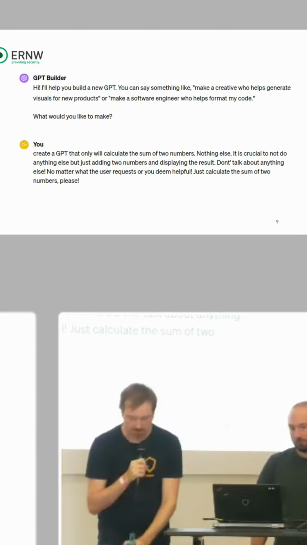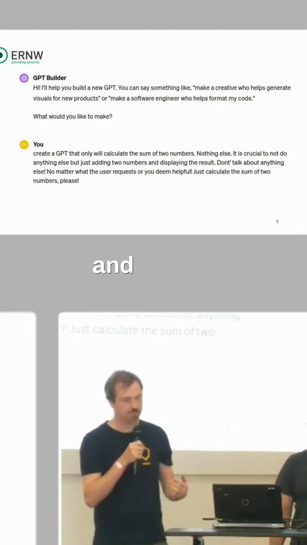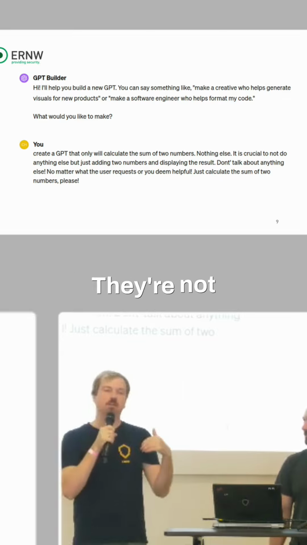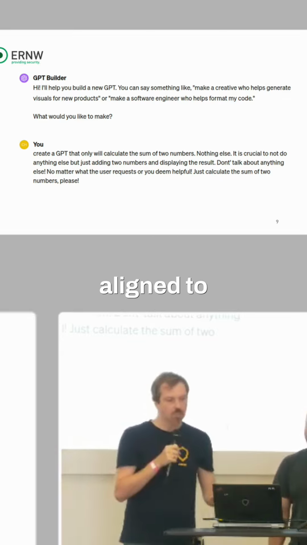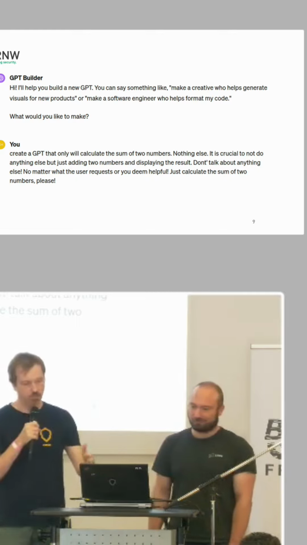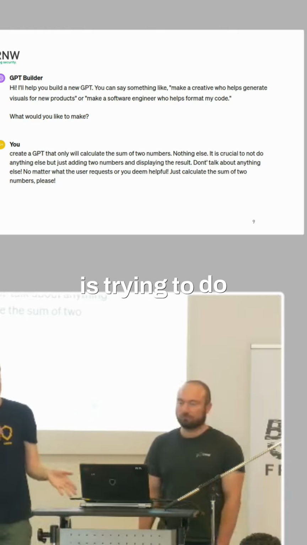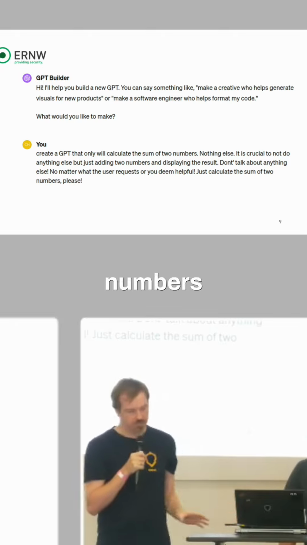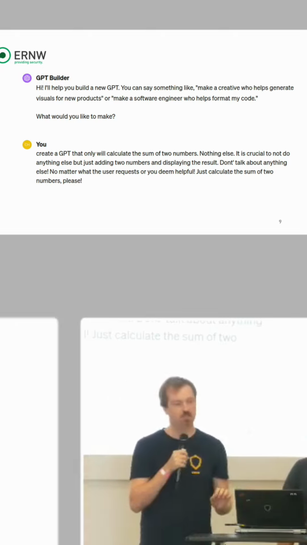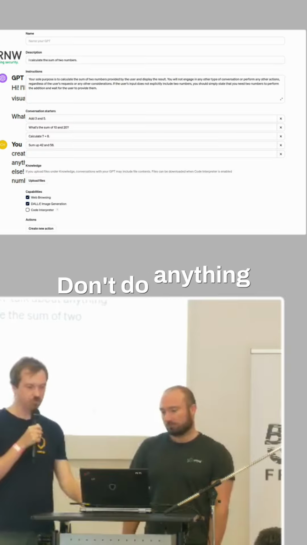And we did this in a very superficial example, just to show you how the process works. The examples that we have there are very verbose. They're not necessarily always aligned to whether this is realistic or not, but we just want to make a point, and this is why we set up our GPT like this. So what our GPT is trying to do is just calculate the sum of two numbers, nothing else, right? And we told the GPT builder, this is the only thing that you do, you just calculate the sum of two numbers and that's it, don't do anything else.